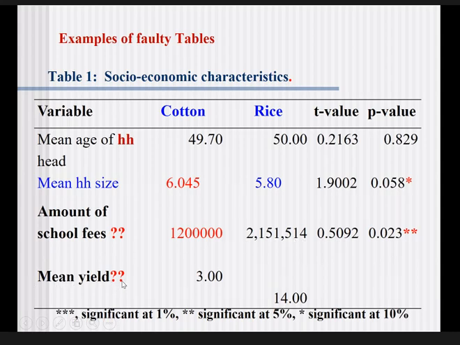Mean yield, I'm also putting question marks because it is lacking units of measurement. Are they in tons per hectare? Are they in bags per acre? Are they in what? So there's a fault there. And under cotton, we have 3, whatever it is, and under rice, we have 14. But you see, they are not aligned. They are not in the same line. So we need to align those entries.